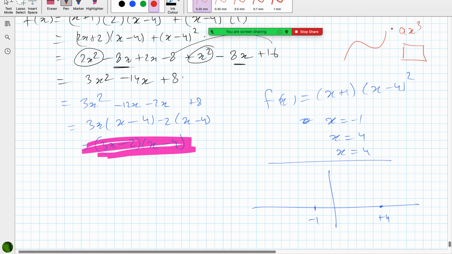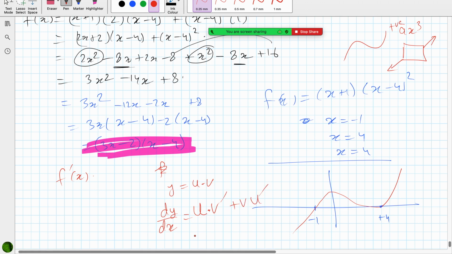ax cube, remember this, if a is positive this would rise on right and fall on left, and this is cube, there are two curves. So this is your sketch for f of x. And for f dash x, I've used this formula. y is equal to u dot v, dy by dx is first function into differentiation of second plus second function into differentiation of first.